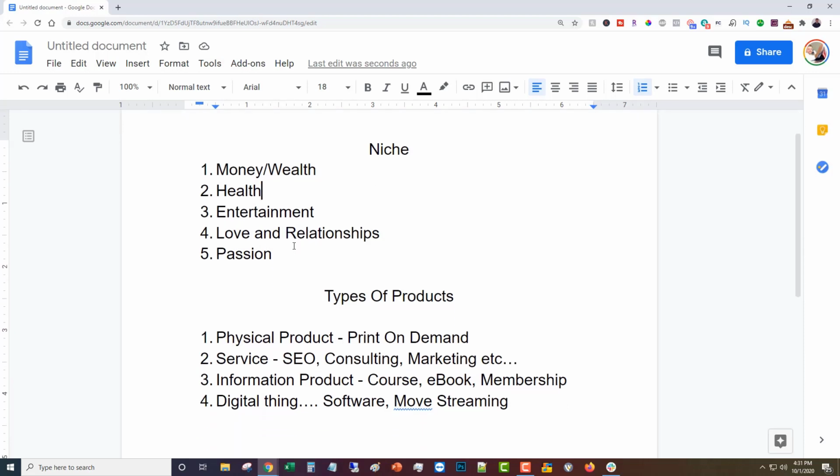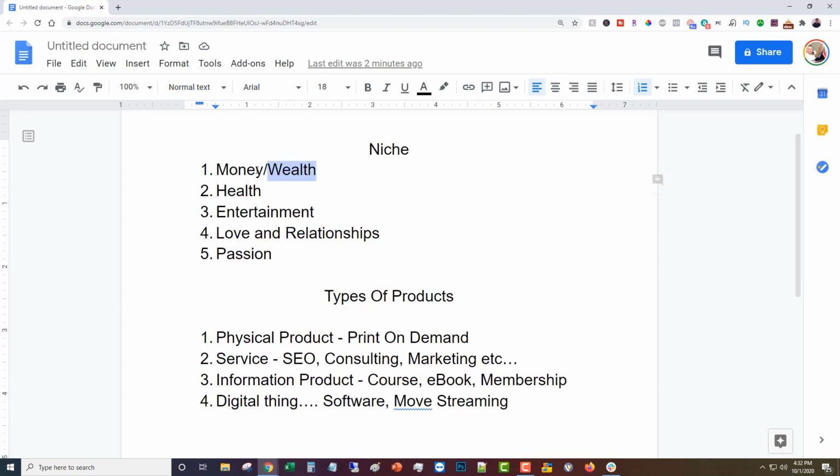See, this one can fall under lots of types of products, right? It could be a physical product, meaning it could be like a cream or a diet pill or something like that. It can be a service, whether you're a fitness coach or a nutritional consultant or something of that nature. It could be an information product where you teach people how to lose weight or get abs or whatever. And I don't really know that it could fall under a digital thing, but if I thought about it, I could probably come up with something there.